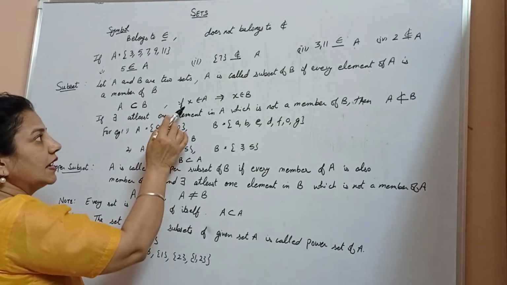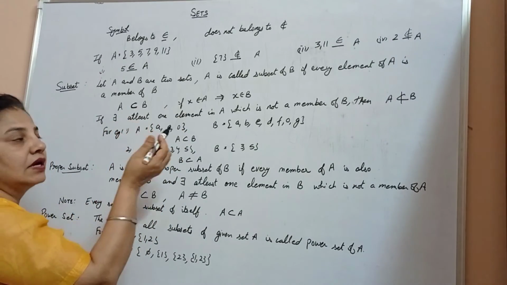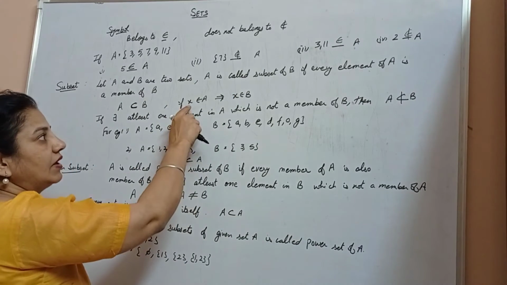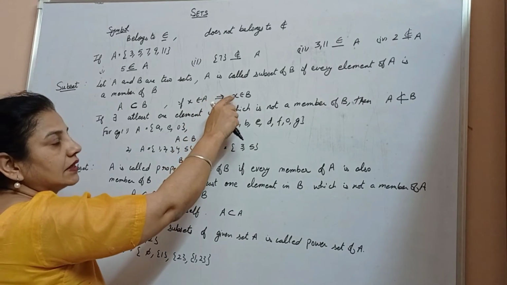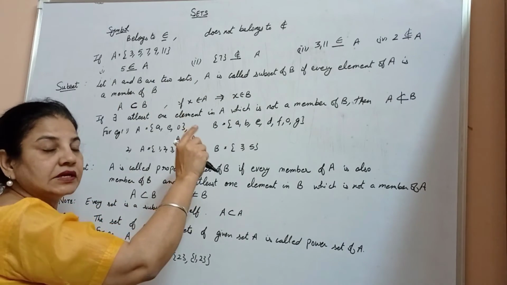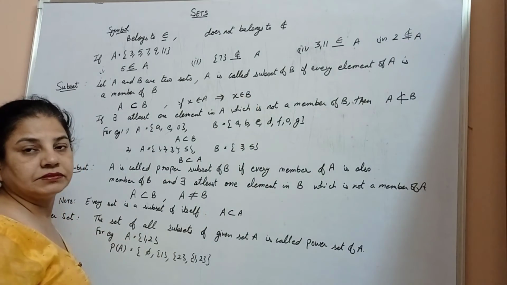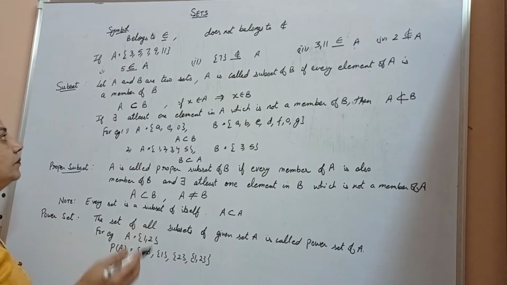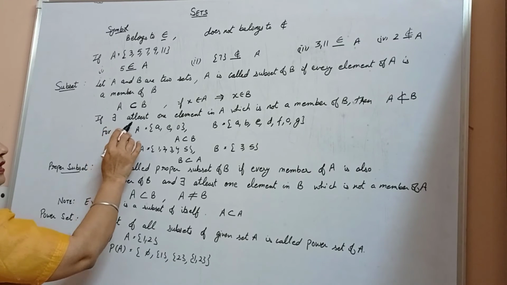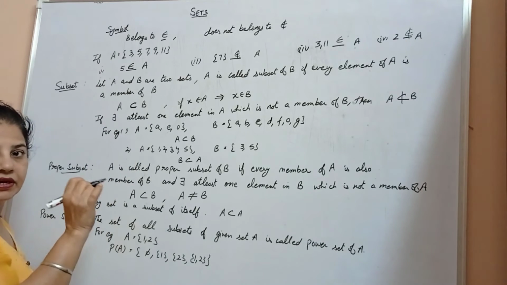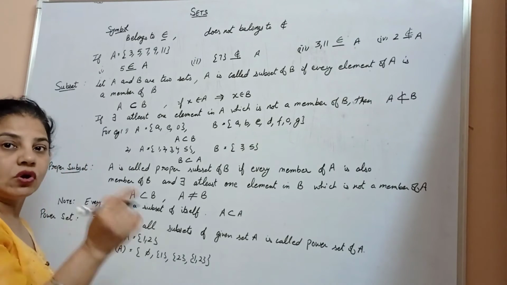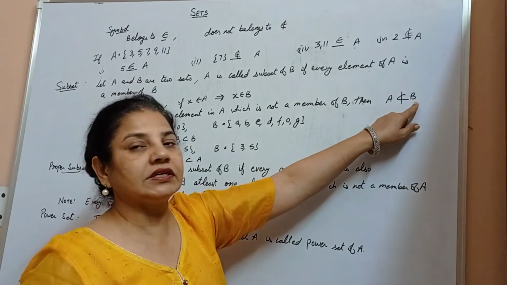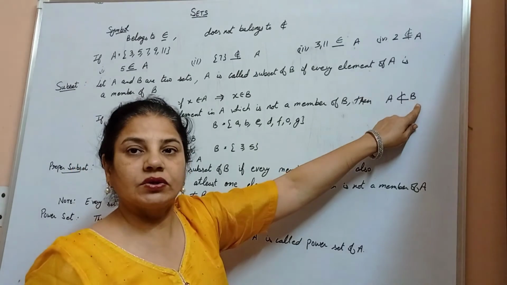What does it mean? Let x be any element of A. If x is any element of A, then x should belong to B also. If x belongs to the set A, then x also belongs to set B. If there exists at least one element in A which is not a member of set B, then we say A is not a subset of B.